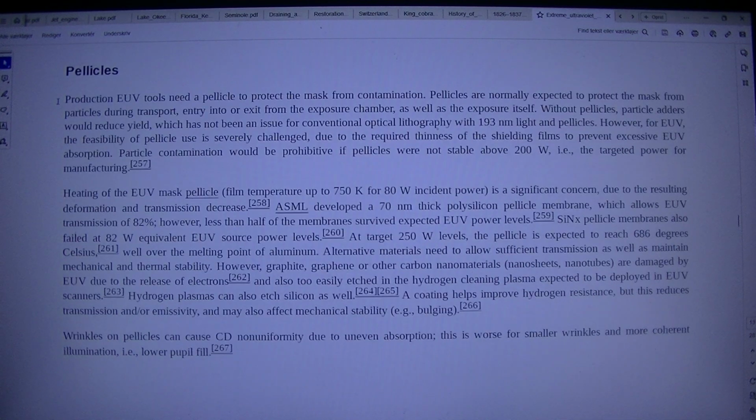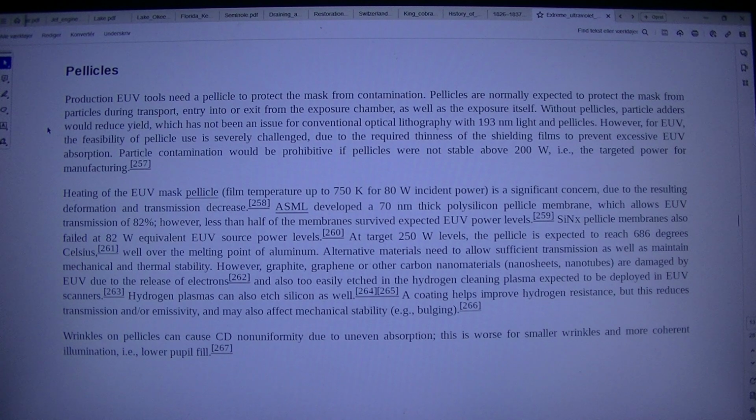Production EUV tools need a pellicle to protect the mask from contamination. Pellicles are normally expected to protect the mask from particles during transport, entry into or exit from the exposure chamber, as well as the exposure itself. Without pellicles, particle adders would reduce yield, which has not been an issue for conventional optical lithography with 193 nm light and pellicles.